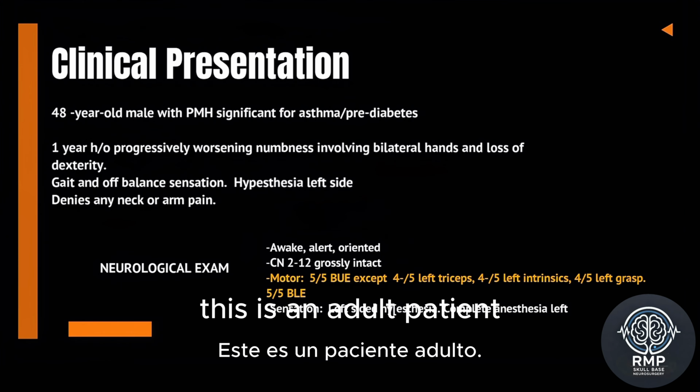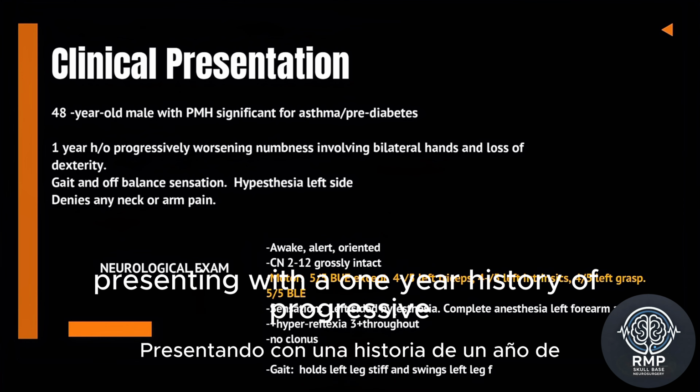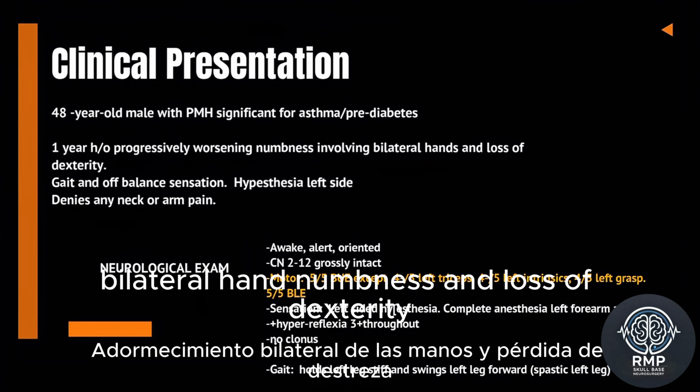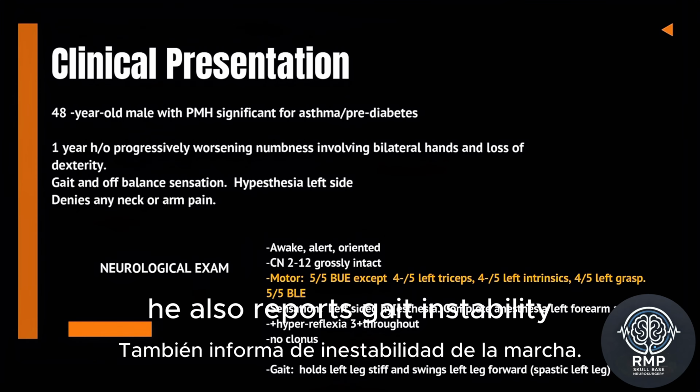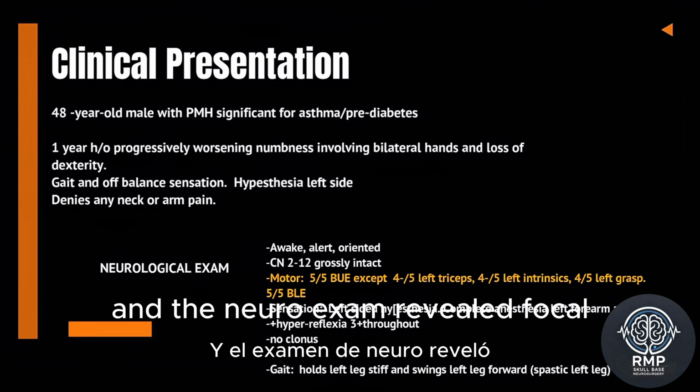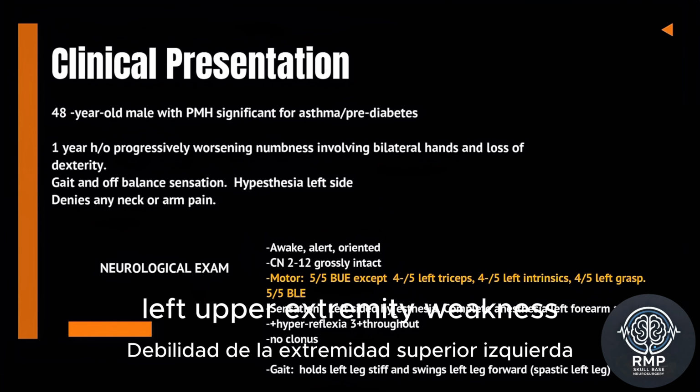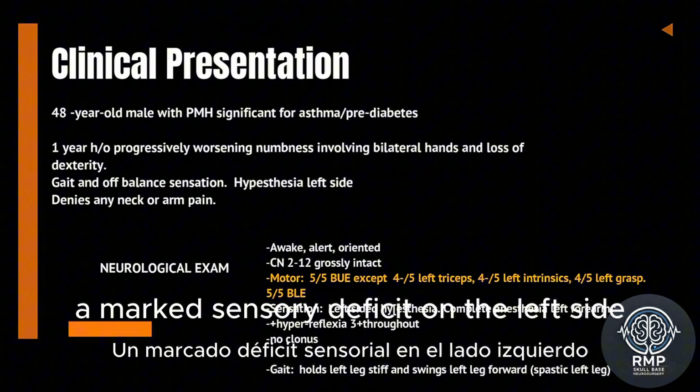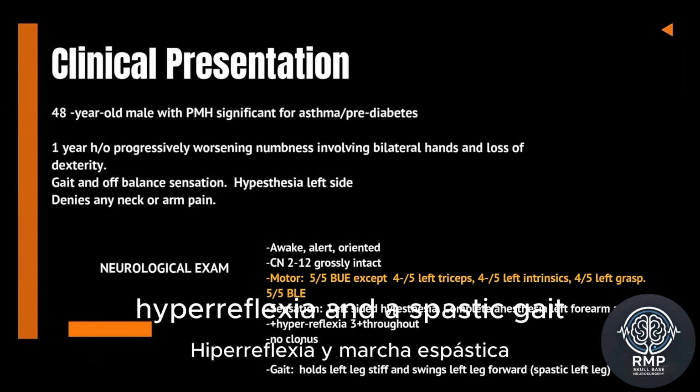This is an adult patient presenting with a 1 year history of progressive bilateral hand numbness and loss of dexterity. He also reports gait instability, and the neuro exam revealed focal left upper extremity weakness, a marked sensory deficit on the left side, hyperreflexia, and a spastic gait.